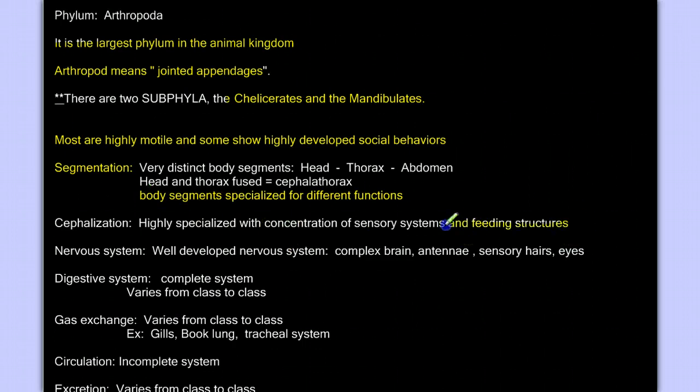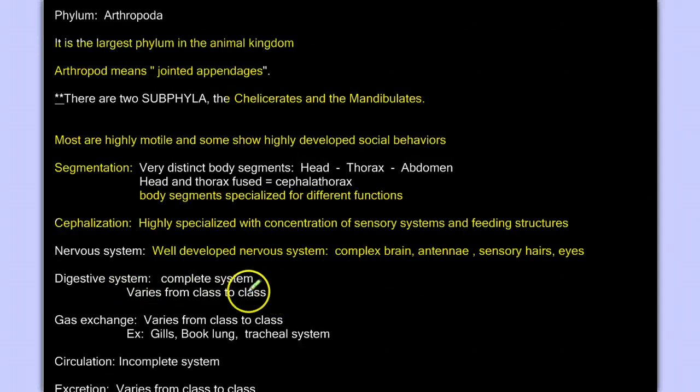We have highly cephalized animals here, very distinct heads with a concentration of sensory and feeding structures. And from the animals we've seen so far, we will see the most complex nervous system to date, outside the octopus, possibly. So we'll see some well-developed nervous systems, and that's going to make sense if you think about the activity level and the amount of movement that arthropods do. You're going to need a complex brain to coordinate things as complicated as flight.